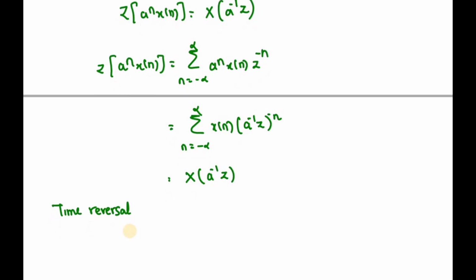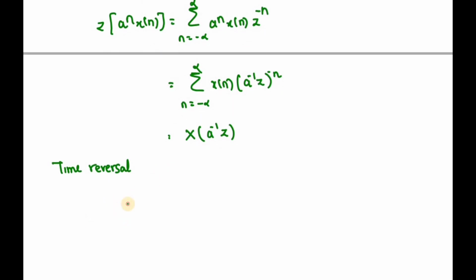So the next one is the time reversal property. So the Z transform of x of minus n is equal to X of z power minus 1.